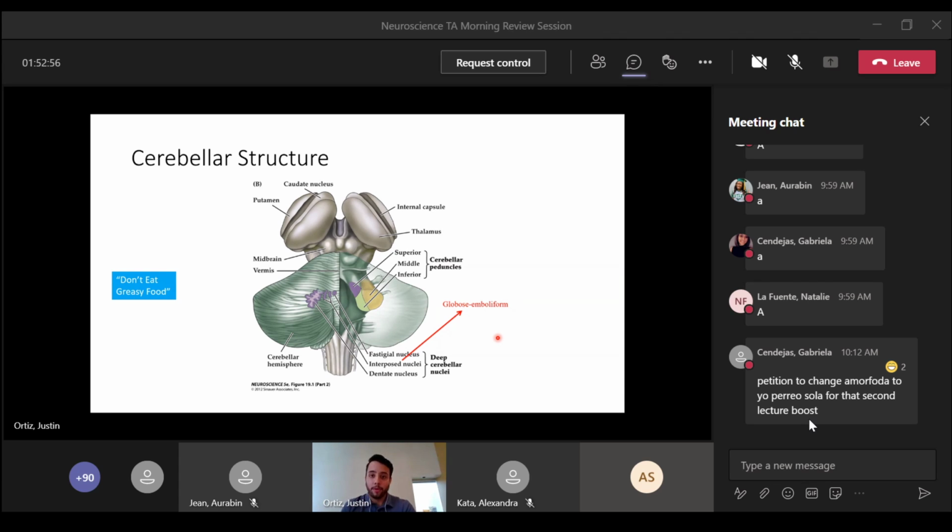Those deep cerebellar nuclei are don't eat greasy food. So it's going to be the dentate nucleus, most lateral, then emboliform and globose, which make up the interposed nuclei, and then the fastigial nucleus. That's basically our deep cerebellar nuclei. And remember, our cerebellum is divided into the spinal cerebellum, which is the middle and sends signals to the spinal cord, the cerebral cerebellum on the lateral hemispheres, which is important for sending signals to the brain, and the flocculonodular lobe, which is our vestibular cerebellum, which is very important for the inner ear. Okay, so we got those down packed.